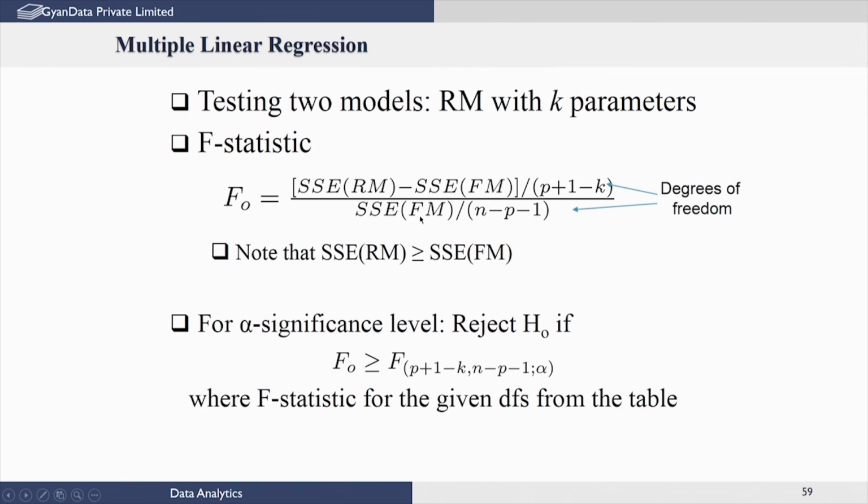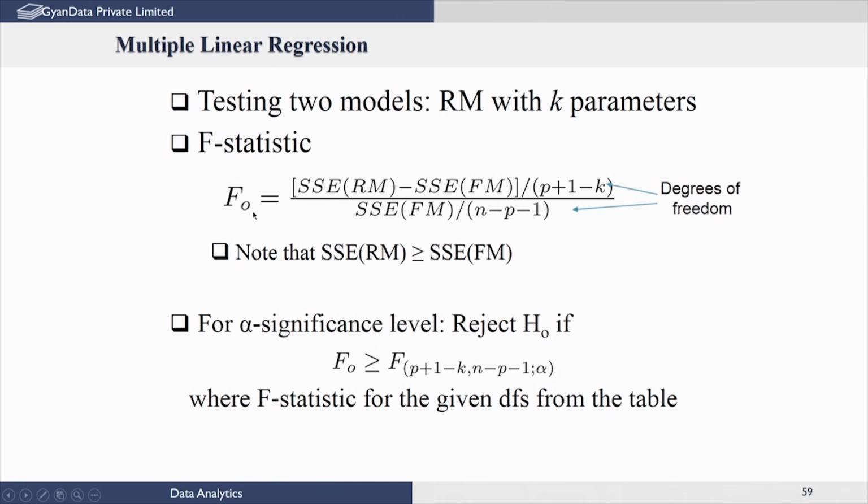The denominator is the sum squared errors of the full model, which has n minus p minus 1 degrees of freedom, because p plus 1 parameters have been fitted. Therefore, the degrees of freedom is the total number of measurements minus p minus 1, and so we divide the sum squared errors for the denominator by the number of degrees of freedom, and then take this ratio as defined, and that is your F statistic.